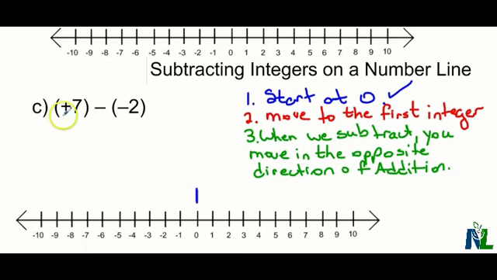Well, in this problem, our first integer is positive 7. So let's move and indicate where positive 7 is. Draw my little arrow. Perfect. Second step is done. I can check that off.